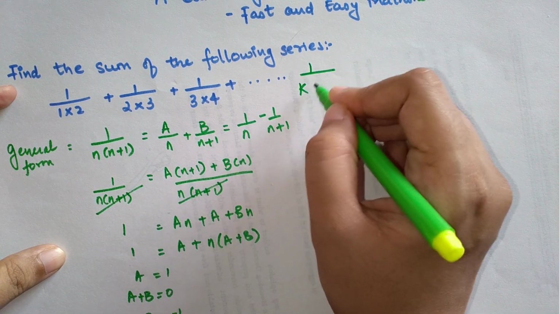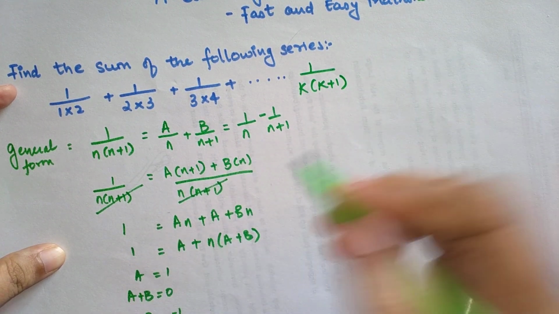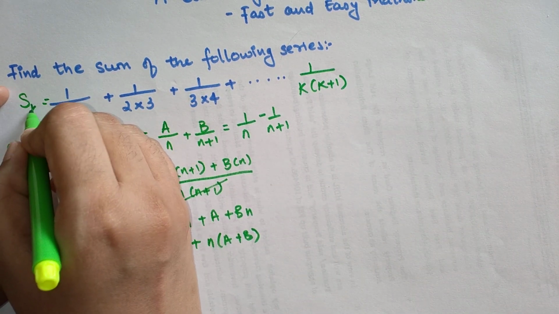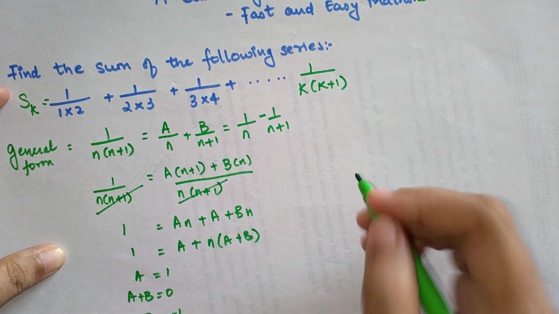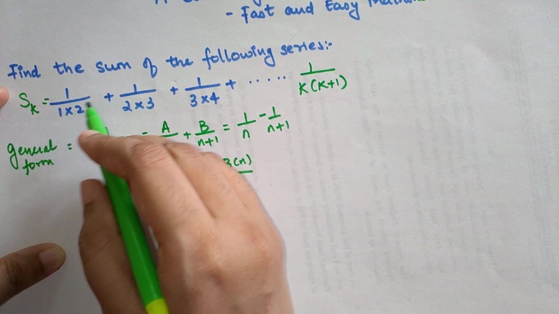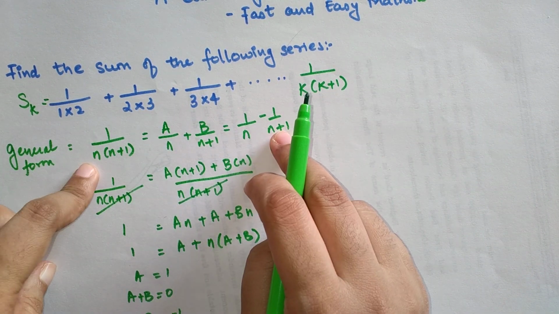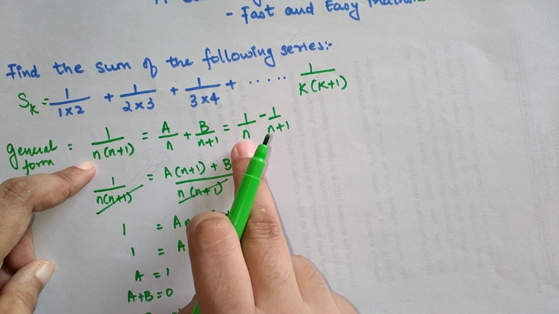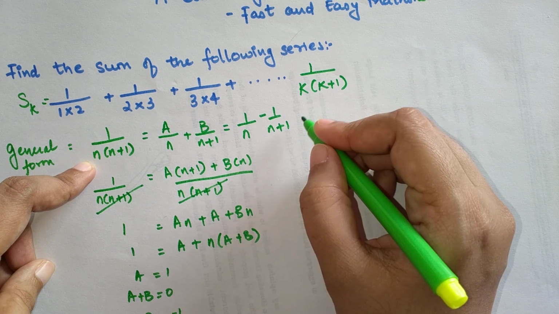Now, in order to find the sum of these series, let's put a cap to it. So 1 upon k into k plus 1. Now I can write this as actually nothing but finding the sum of the series up to k. So if I am using this particular expansion, I can expand each of these terms using this expansion.